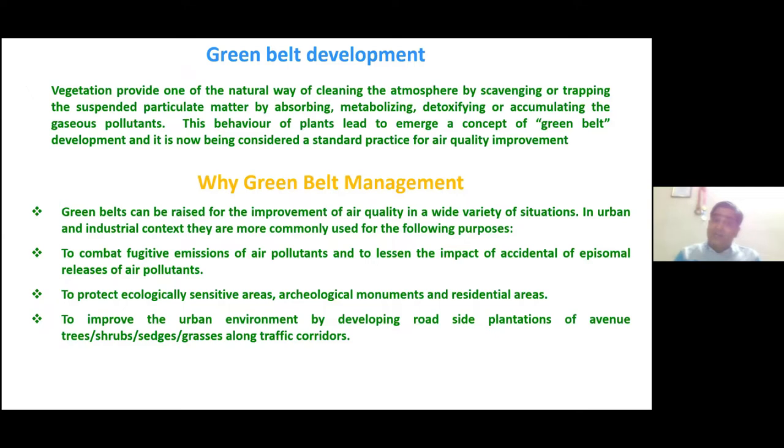So friends, why is green belt management so important for the different areas in which we have pollutants and other pollution problems? Green belts can be raised for the improvement of air quality in a wide variety of situations. In urban and industrial contexts, they are more commonly used to combat fugitive emissions of air pollutants, to lessen the impact of accidental or episodic release of air pollutants, to protect ecologically sensitive areas, archaeological monuments, and residential areas, and to improve the urban environment by developing roadside plantations of avenue trees, shrubs, hedges, and grasses along the traffic corridors.